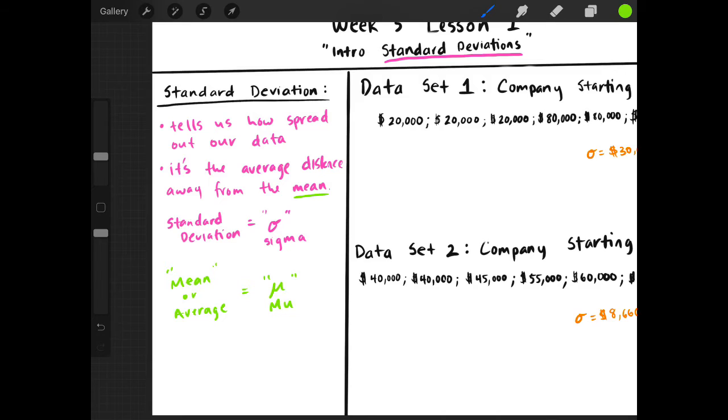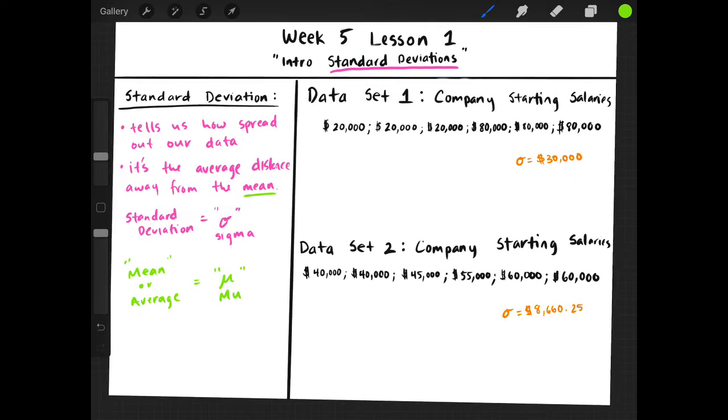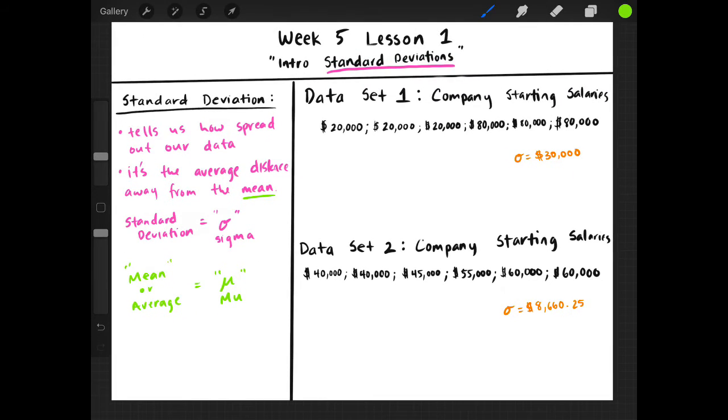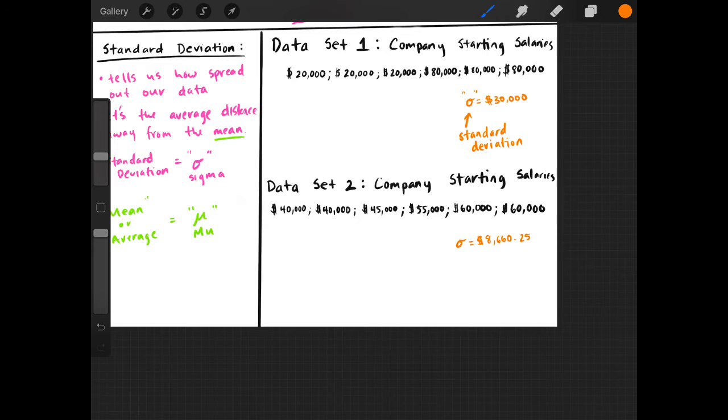So what I want to do is look at these two data sets over here. This is all we're doing, we're just going to look at this. Eventually we're going to be able to find the standard deviation, but notice over here, I have in orange the standard deviation. This is sigma, and I'm going to point at it and say standard deviation. For both of these, we have the standard deviation.